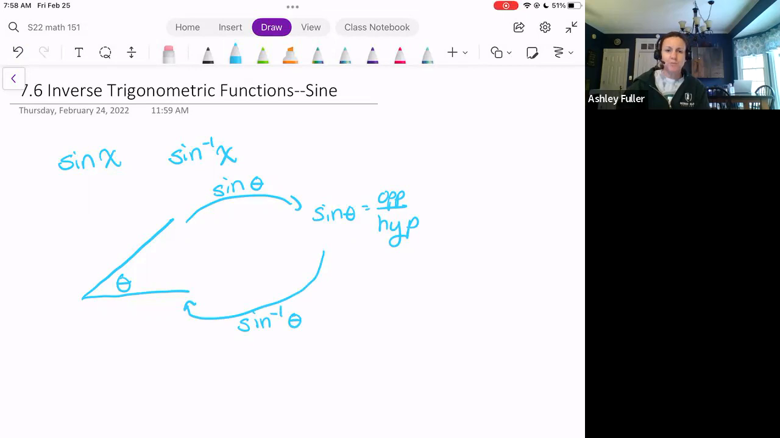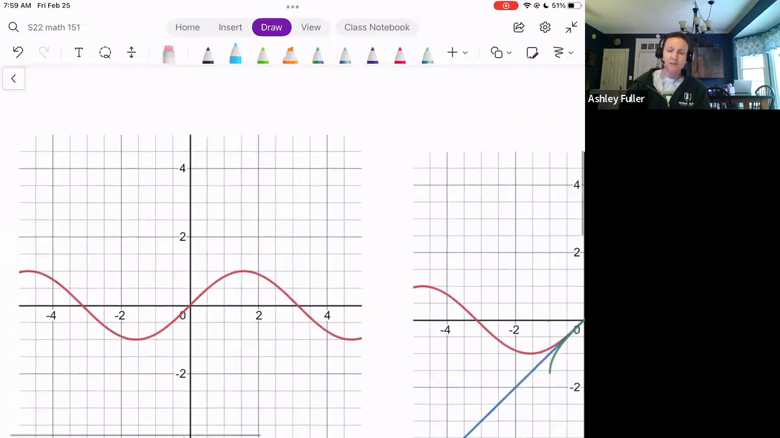Graphically, you should remember that the idea of an inverse looks like the reflection of the original function across the line y equals x. Remember, in an inverse, we take x and y and we switch them. Y becomes x. So if we look at the graph of sine, notice it's not 1-to-1. It does not pass the horizontal line test.